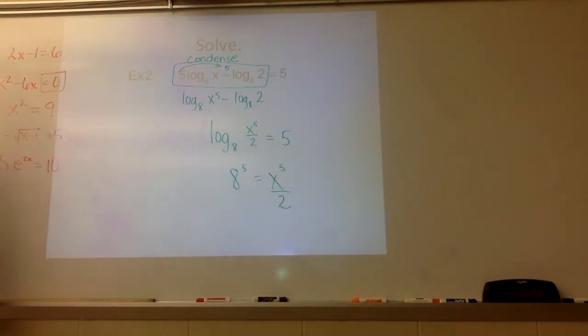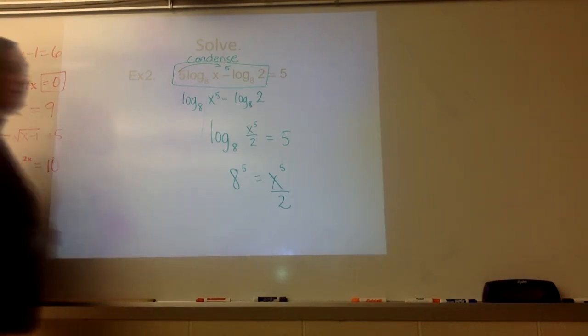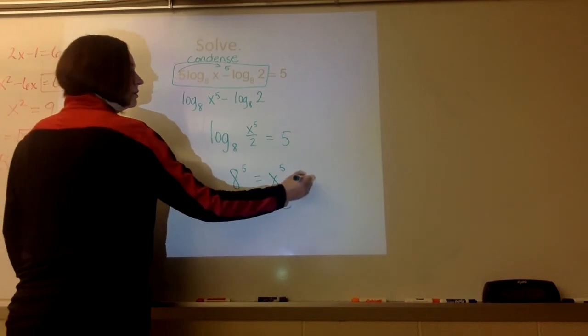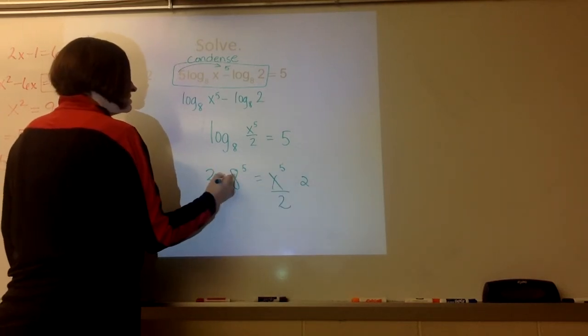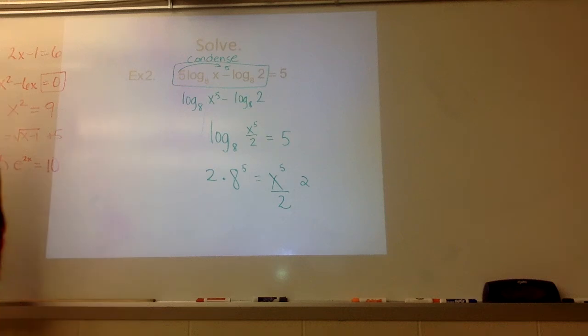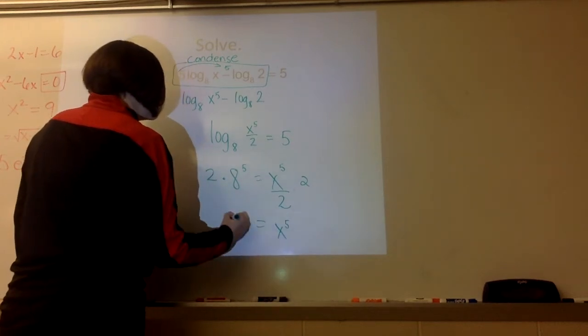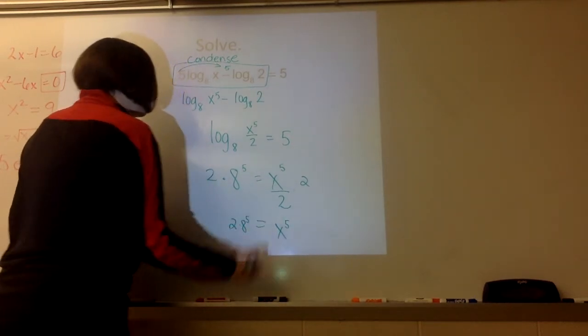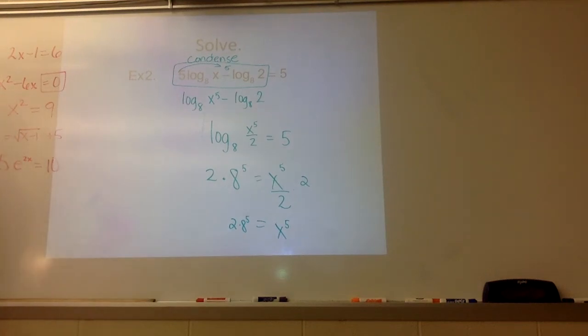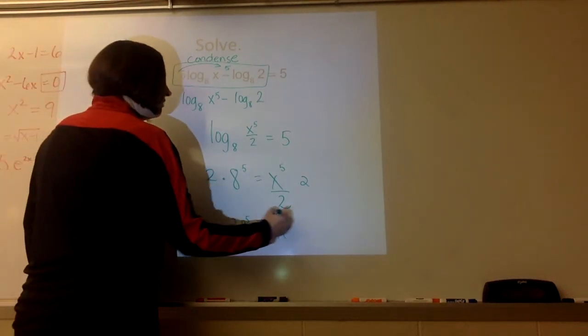How do I solve to get x by itself? Multiply by what? 2. Multiply by 2. This is not 16. 8 to the 5th is a very large number that we will end up multiplying by 2. And then, how do I get x by itself if it's to an exponent of 5? What's the opposite of fifthing something? Close, not square root, but 5th root.